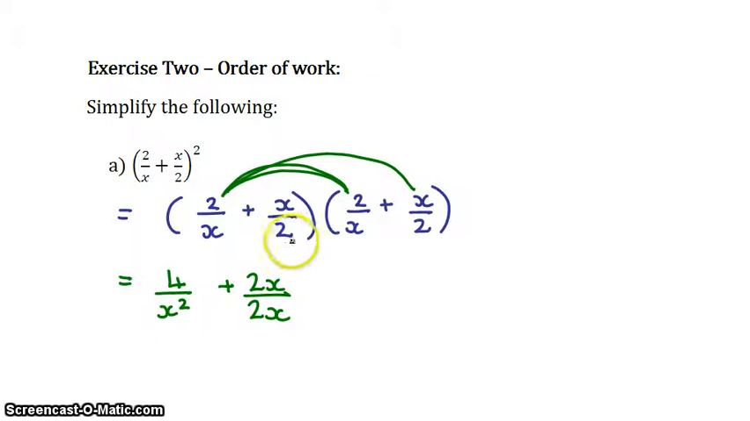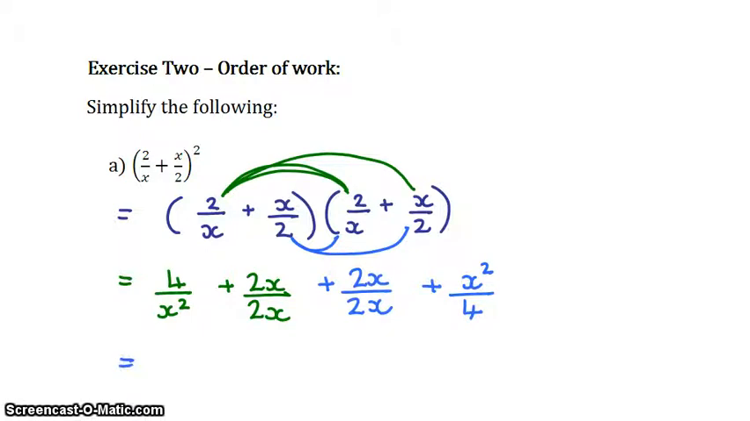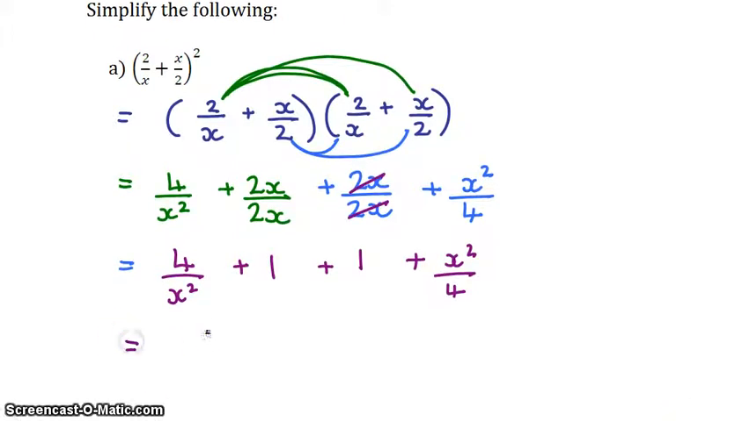So I've distributed my first term. Next, top times top, 2x, bottom times bottom, 2x. And lastly, top times top, x squared, bottom times bottom, 4. Now, as soon as I was writing that down, I was thinking, well, some of these can simplify. Now, 4 over x squared can't, but 2x over 2x, well, anything divided by itself is 1. And 2x over 2x, anything divided by itself is 1. And then I've got x squared over 4. So finally, I can simplify to 4 over x squared plus 2 plus x squared over 4.